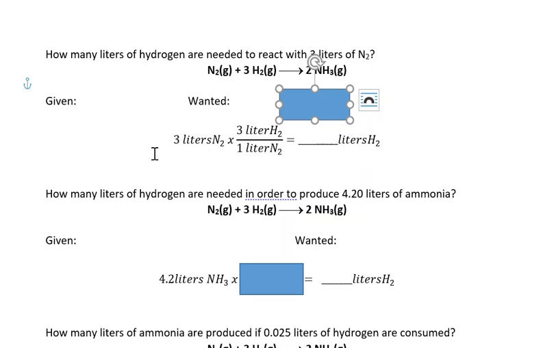Now keep in mind, this is the exact same appearance as when we dealt with moles, but 3 liters is not anywhere near the same thing as 3 moles of nitrogen. 1 mole of nitrogen would be 22.4 liters of nitrogen.